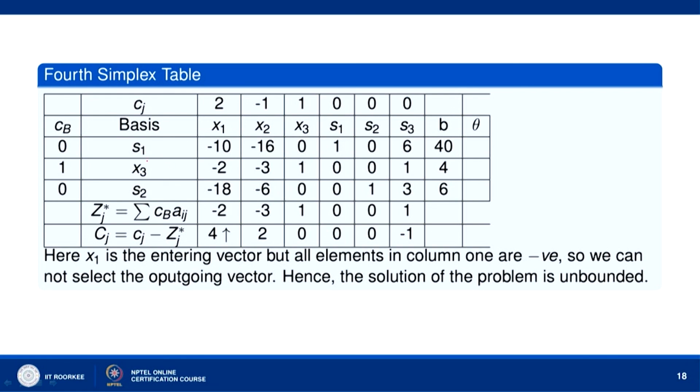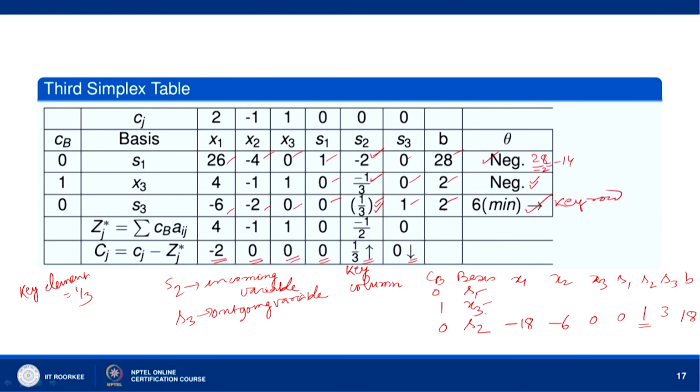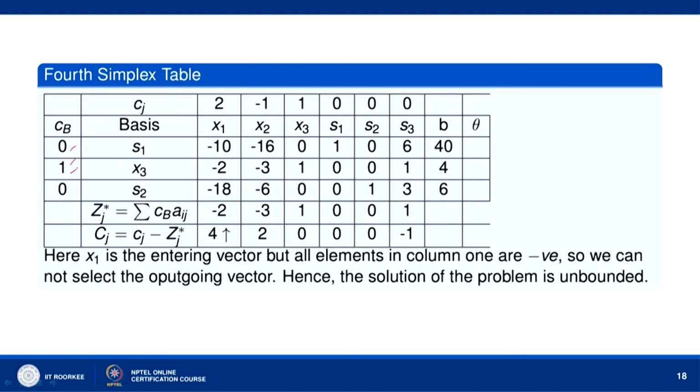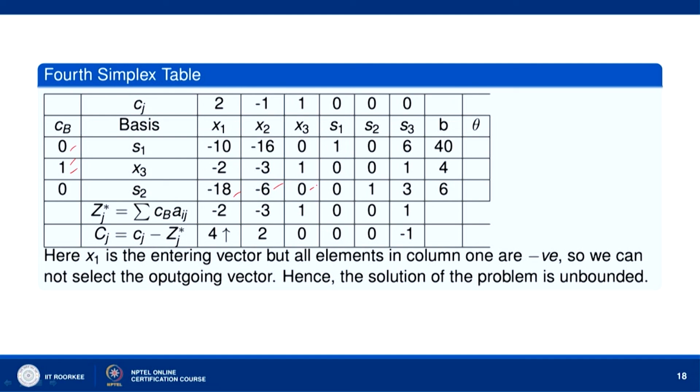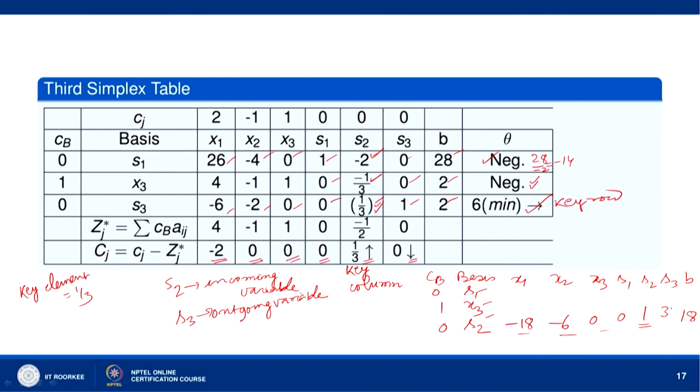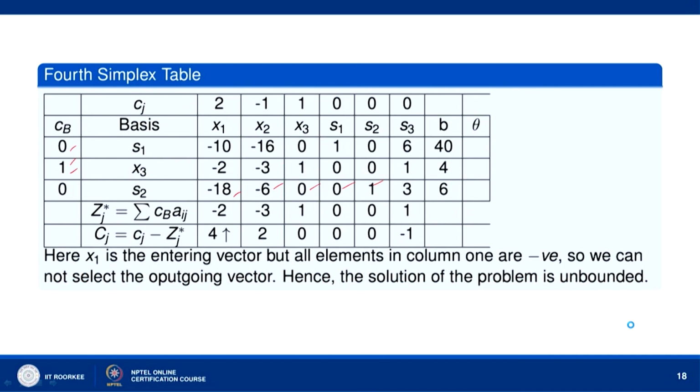So, we have S 1, x 3, S 2, with 0, 1, 0 as the values in the C B column. This is the third row we have written here: minus 18, minus 6, 0, 0, 1. Then we have 3, 6, 3, and this 2 becomes 6, not 18, 6. Okay, they are matching. Now, we can make these elements minus 2 and minus 1 by 3 zero by multiplying this row suitably and adding. And so, we will get the following table.